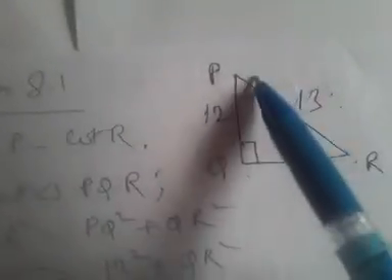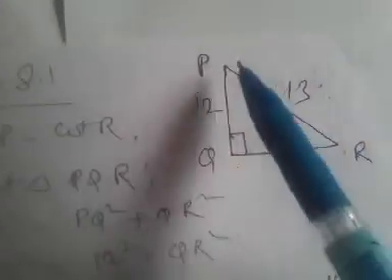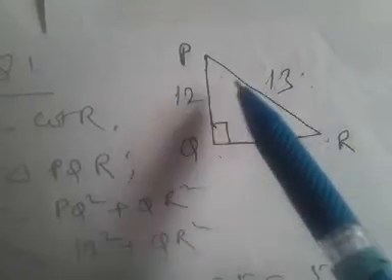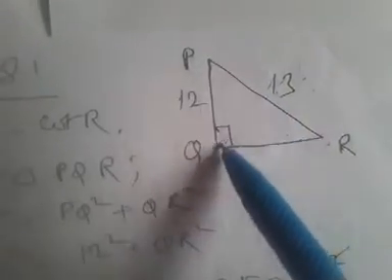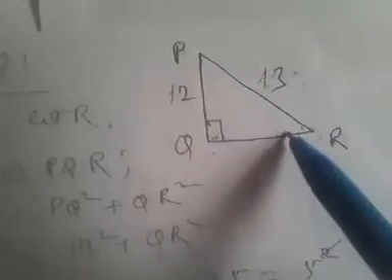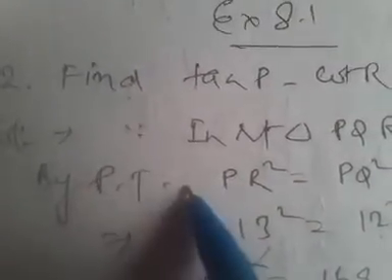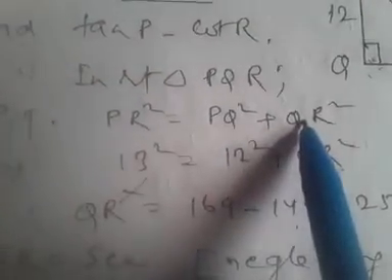Now, to get the solution of it, in right triangle PQR, we know by Pythagoras theorem that square of PR is equal to the sum of the squares of PQ and QR. So using Pythagoras theorem, we can find out the value of QR, which we have done over here. By Pythagoras theorem, we can say that PR square is equal to PQ square plus QR square.